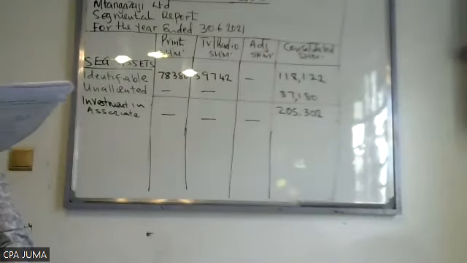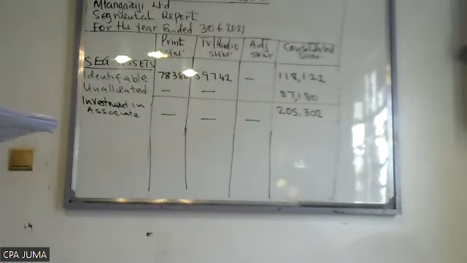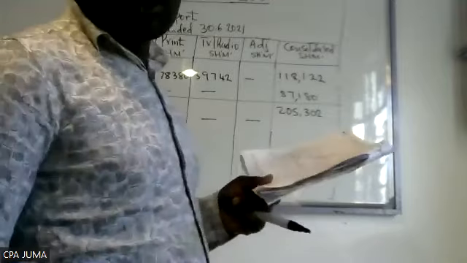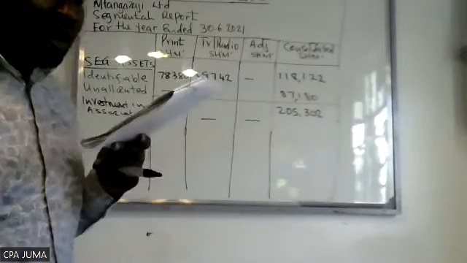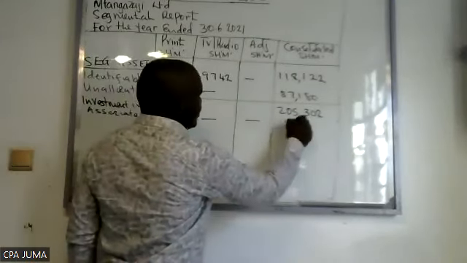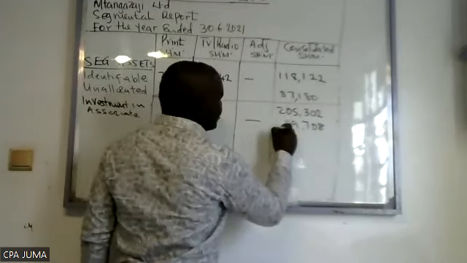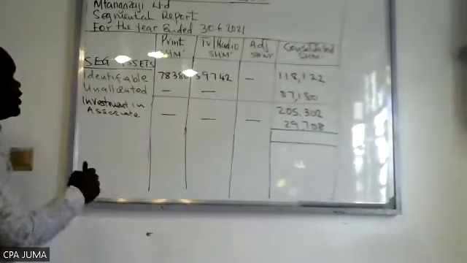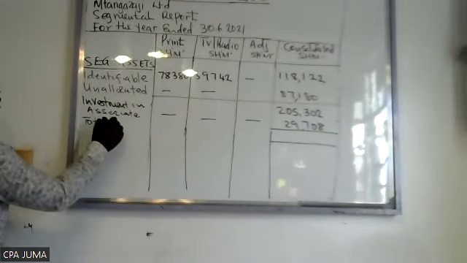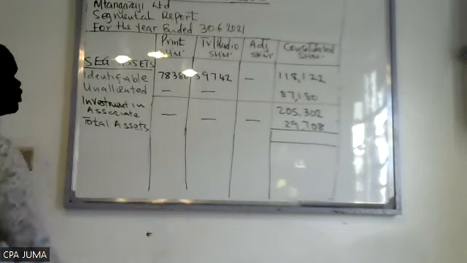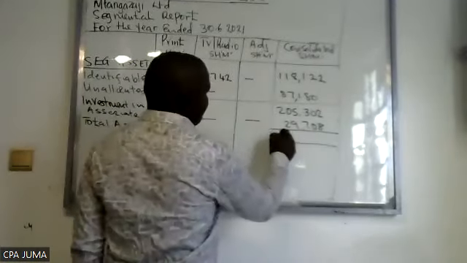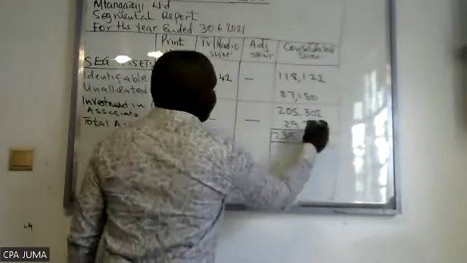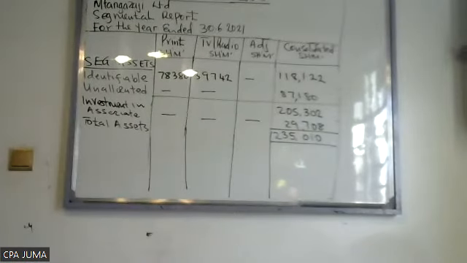How much are you seeing? It is somewhere there. Investment in associates. The investment in associates is 29,708. So to get the total assets, that one must be considered. So total assets will go up. So 205 plus 29, 235,010. Thank you. So that one must be captured there.